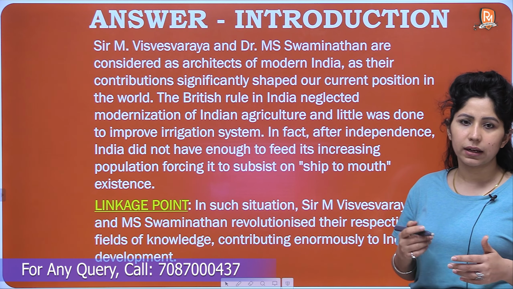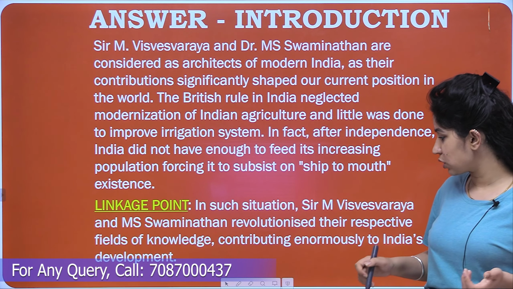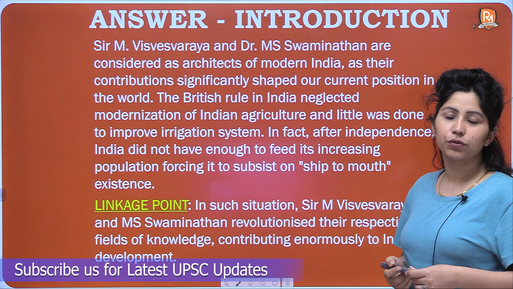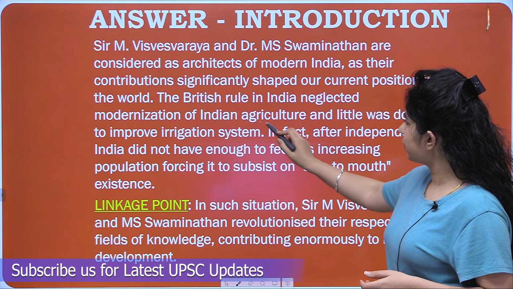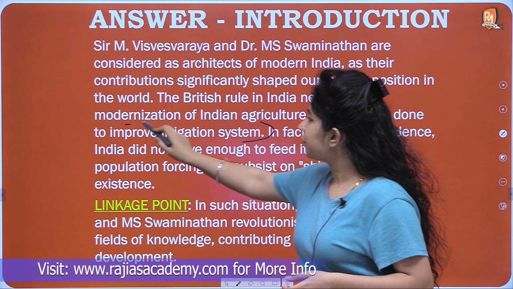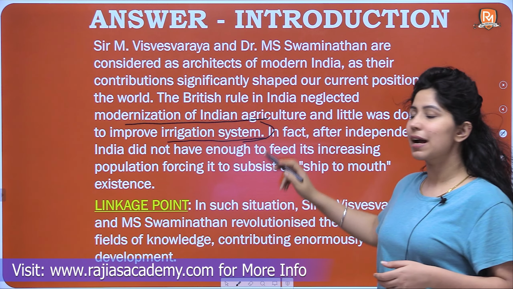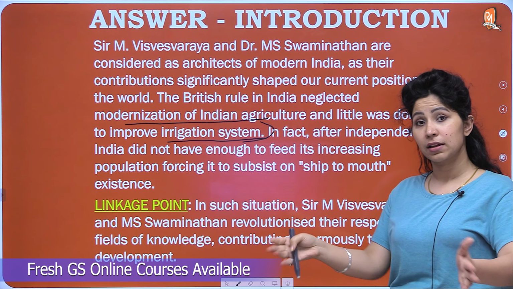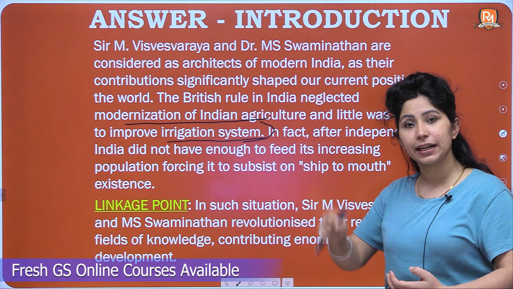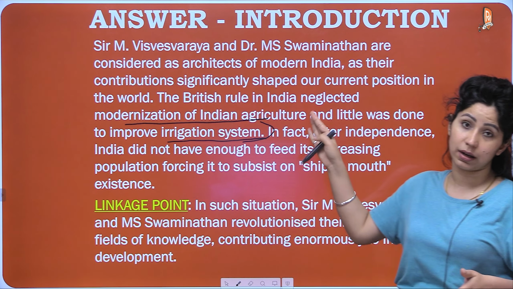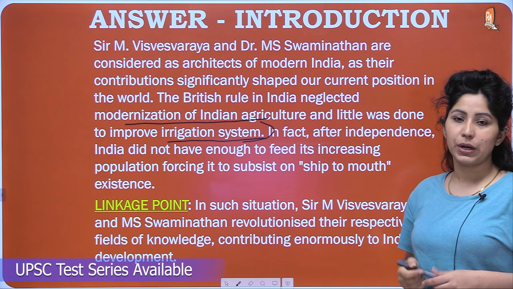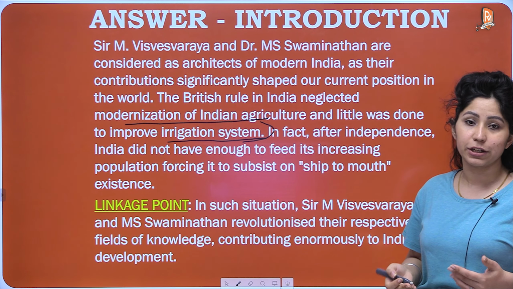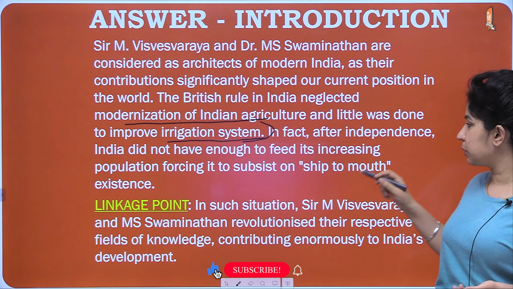So, the British rule in India neglected modernization of Indian agriculture, and little was done to improve irrigation systems. See, this is a very important fact, because modernization of Indian agriculture and irrigation systems, that is where their contributions were, and that is what we will talk about. So, create a space for what you are going to write, create the need that yes, I am going to write this and I know what I am writing. In fact, after independence, India did not have enough to feed its increasing population, forcing it to subsist on ship to mouth existence.